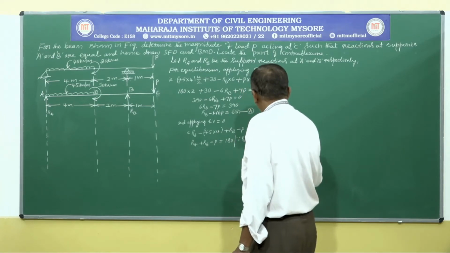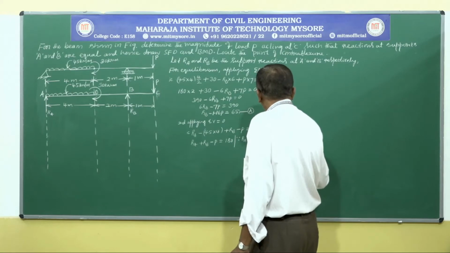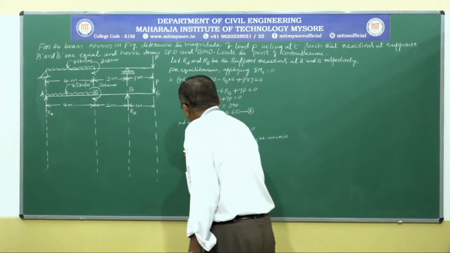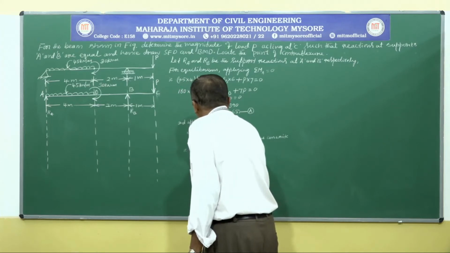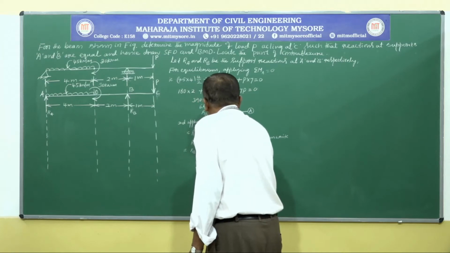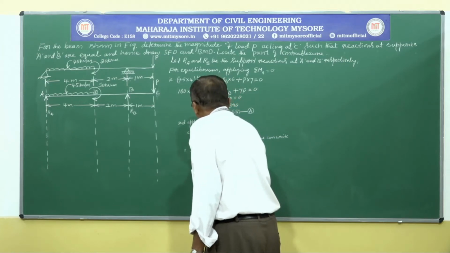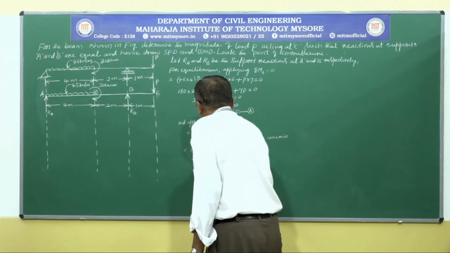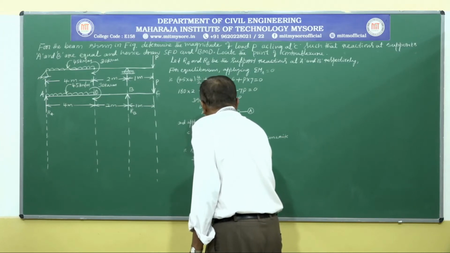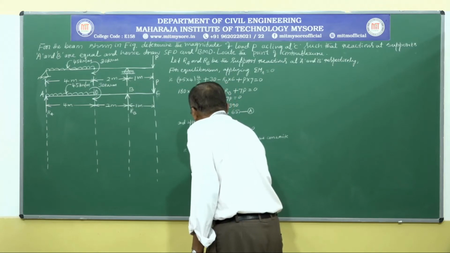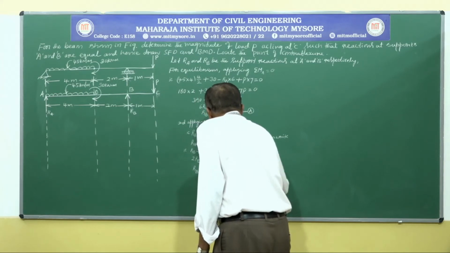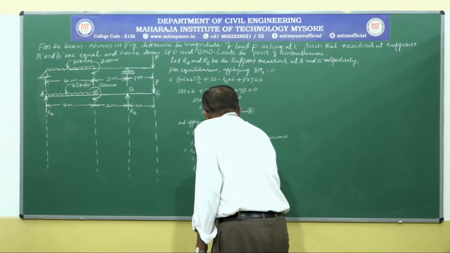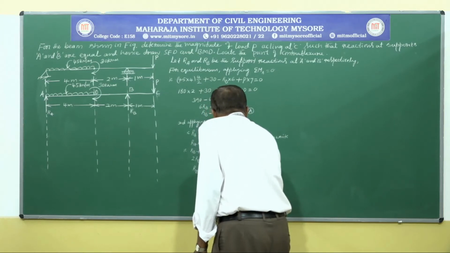Since RA is equal to RB, we can write RB plus RB minus P is equal to 180. Therefore 2RB minus P is equal to 180. RB minus 0.5P is equal to 180 by 2, that is 90. Call this equation B.